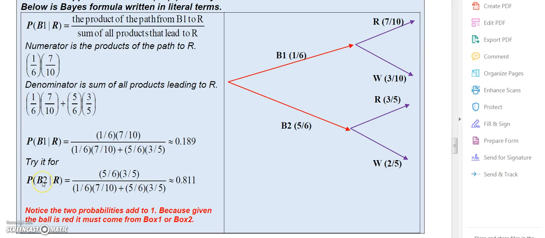So again, the probability of B2 given R, the numerator is the path from B2 to R, 5/6 times 3/5, and then the denominator is the sum of all products that lead to R, 1/6 times 7/10, 5/6 times 3/5. And that would give me 0.811. And notice that if you add these two together, it adds to 1, because if you do get a red ball, it either had to come from box 1 or it had to come from box 2, because there's no other place it could have come from.